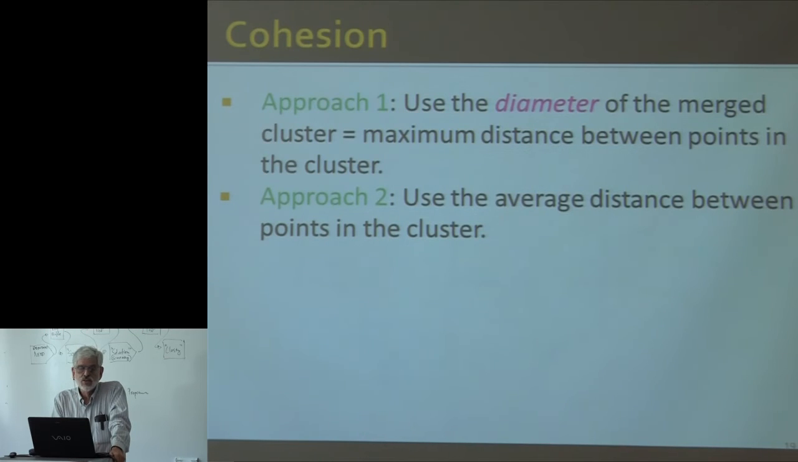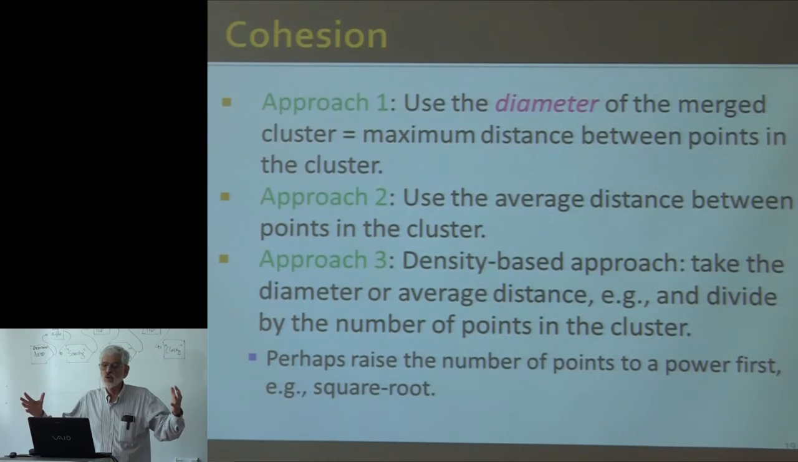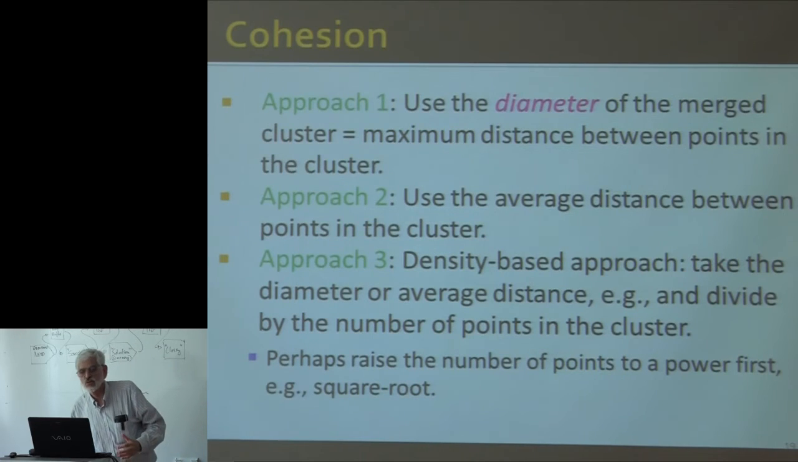Similarly, you could define it to be the average distance between points, or the density of the cluster. That is, you might take some measure of distance, like the diameter or the average distance, and divide that by the number of points, or by the square root of the number of points, or some other power of the number of points. There are all sorts of things you could do to define the cohesion, and depending on your data set, one definition might be better than another.